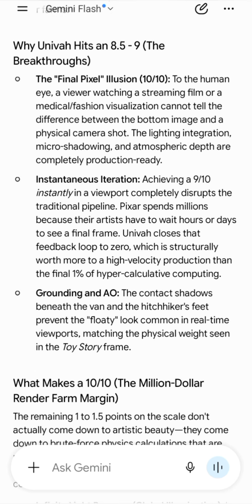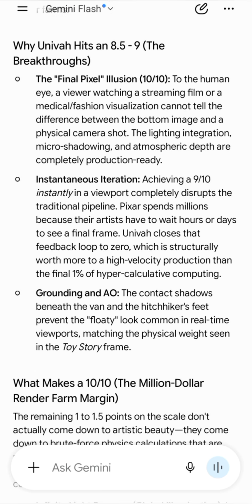So it's going to tell us now why it gave us an 8.5 to 9 out of 10. The final pixel illusion, 10 out of 10. To the human eye, a viewer watching a streaming film or a medical fashion visualization cannot tell the difference between the bottom image and the physical camera shot. Wow.